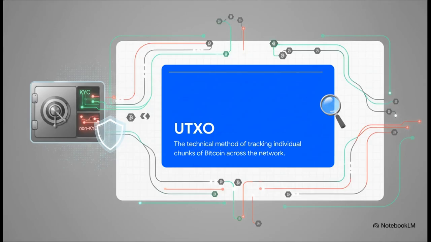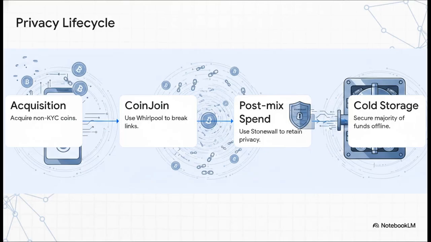A professional absolutely must understand coin control. For example, you need to make sure you never mix KYC coins, which are tied to your real-world identity, with anonymous, non-KYC coins. If you mix them, you permanently taint your privacy. And this builds right into a strict privacy lifecycle. Because operating at a high level isn't just about stacking coins, it's heavily about obfuscating on-chain behavior.